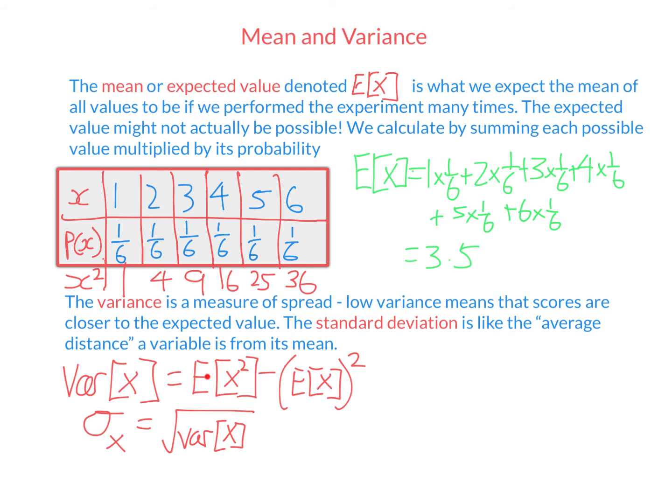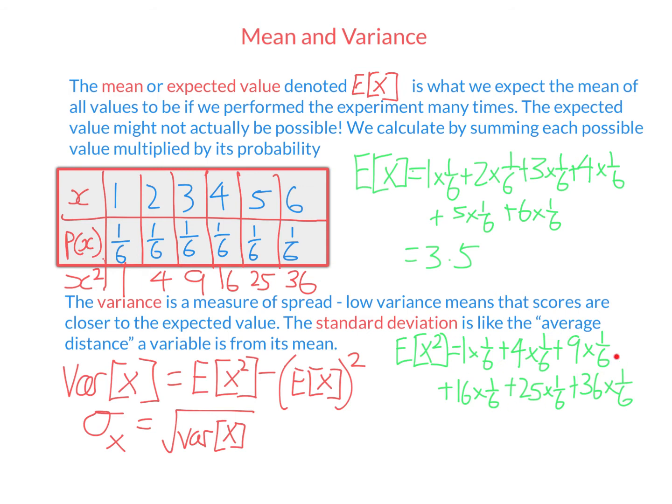So we're going to calculate the expected value of x squared very similar to how we calculated it here. We take each value for x squared and multiply by its probability. So if I put all of this on my calculator, the sum of each score for x squared times the probability, then I get 91 over 6 or 15 1/6. So that means that the variance of x here is just going to be the expected value of x squared minus the expected value of x, the mean, all squared. That's how we calculate the variance.